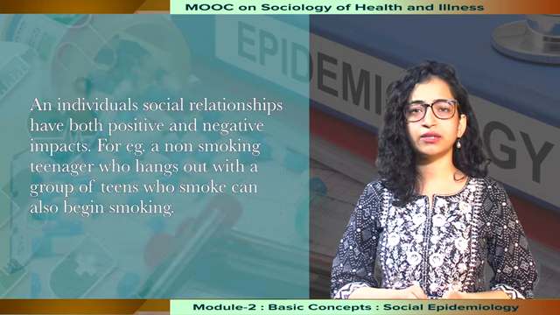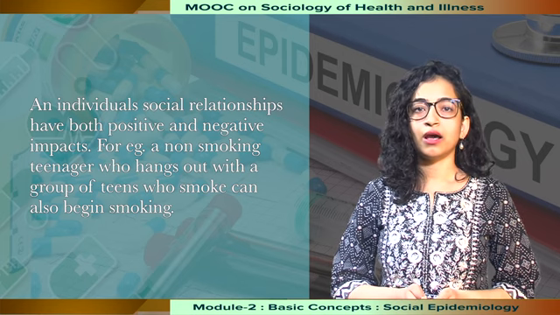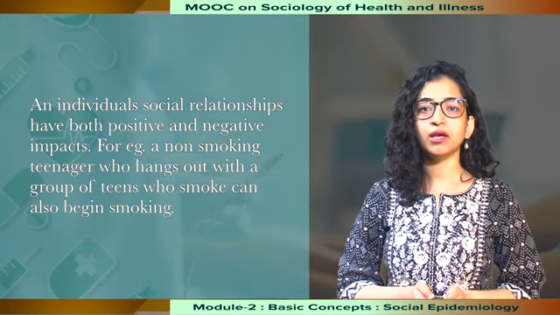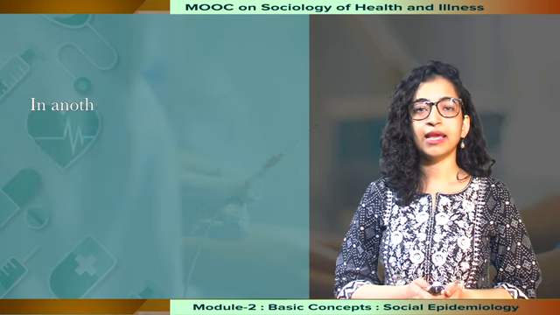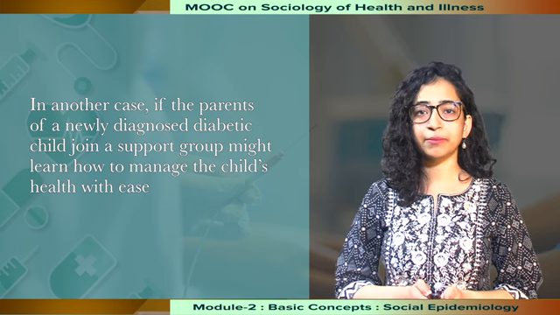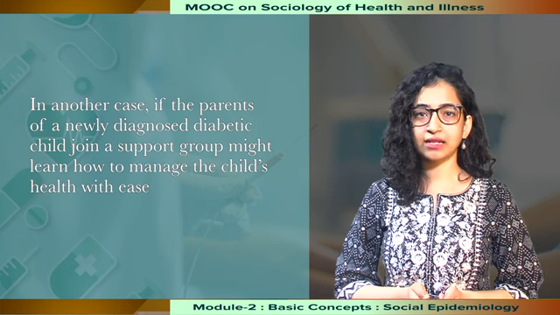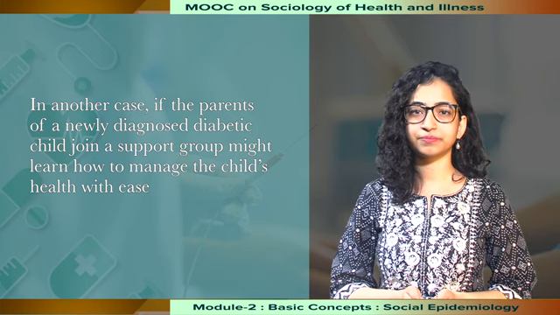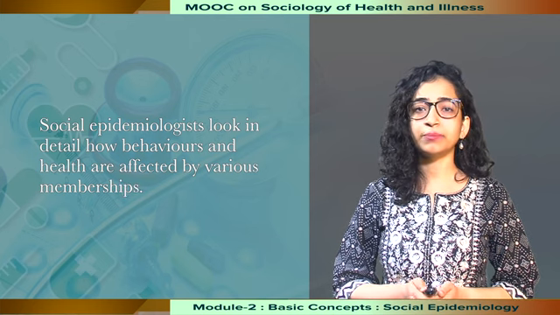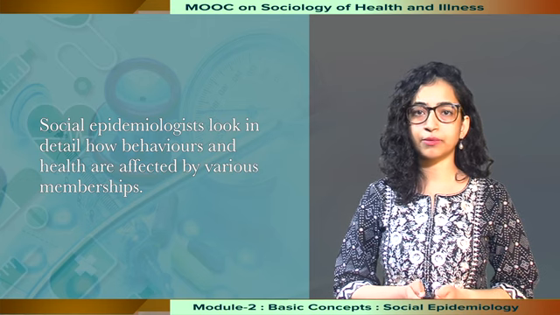An individual's social relationships have both positive and negative impacts. For instance, a non-smoking teenager who hangs out with a group of teens who smoke can also begin smoking. Or in another case, if the parents of a newly diagnosed diabetic child join a support group, they might learn how to manage the child's health condition with ease. Social epidemiologists thus look in detail at how behaviors and health are affected by various memberships of social communities.